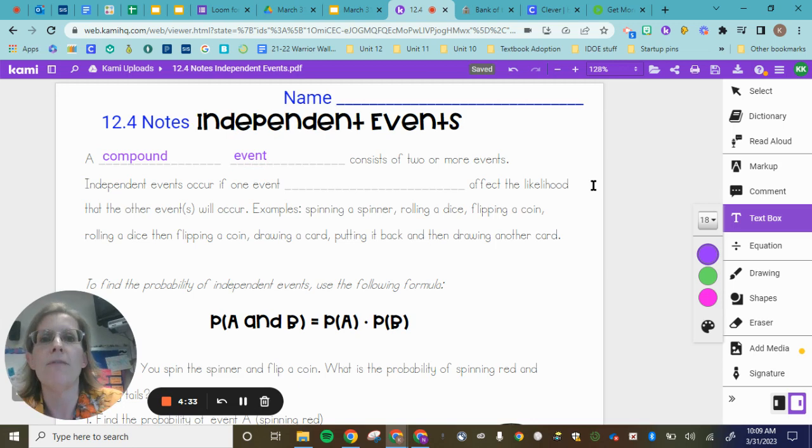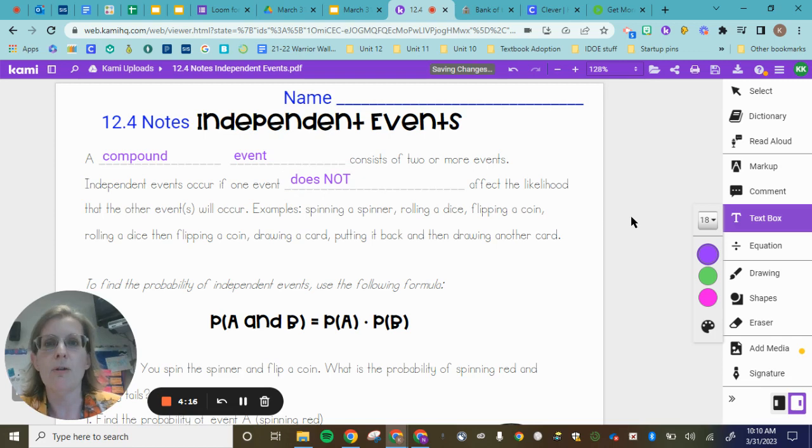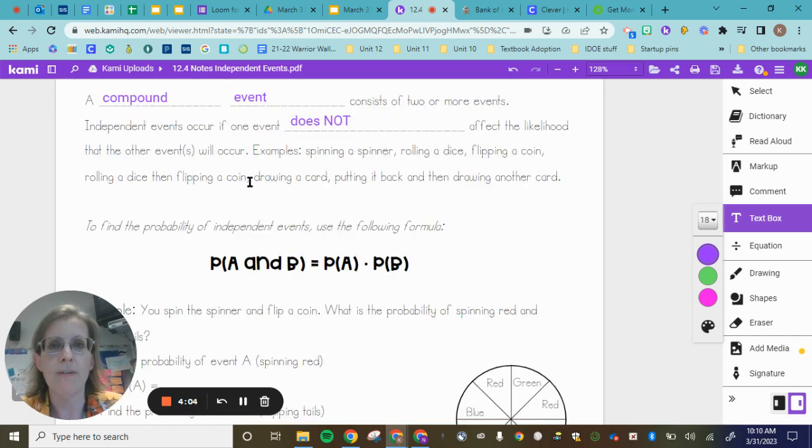Consists of two or more events. So that's two different things happening separately. An independent event occurs if one event does not affect the likelihood of the other event. So that would be like spinning a spinner and rolling dice and flipping a coin. The spinner has nothing to do with the dice and nothing to do with the coin. So the two events don't affect each other.